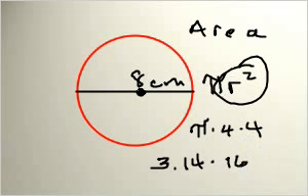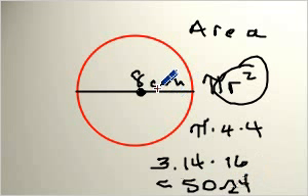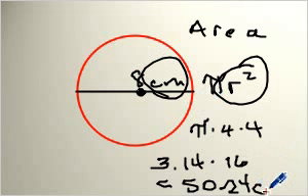And when you have your result, which when I multiply this together, it results in 50.24. And if it's centimeters here, then our area is going to be centimeters squared because we're dealing with area. So those are the ways to find circumference and area. And we'll just review those one more time.